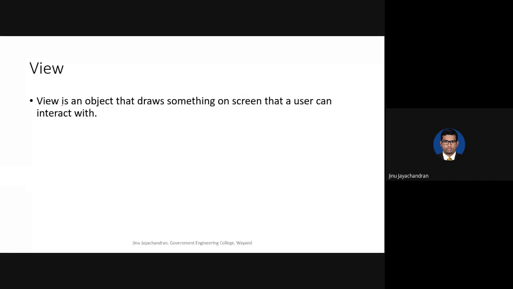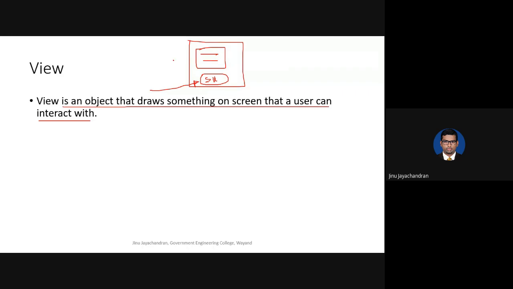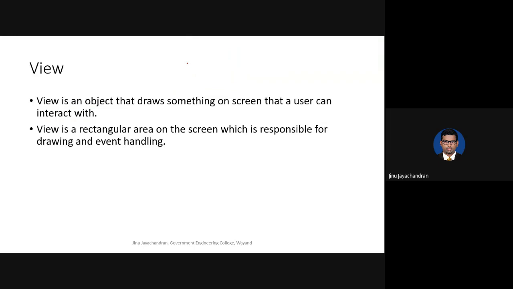A view is an object that draws something on screen that the user can interact with. For example, in your mobile, if you have a button that says submit, and you click the button, whatever form is in that application will get submitted. So this button is called a view. The button is what the user interacts with. Even the form where you fill in details is something you are interacting with, so this is also called a view. There are different views, and we will see the name of each.